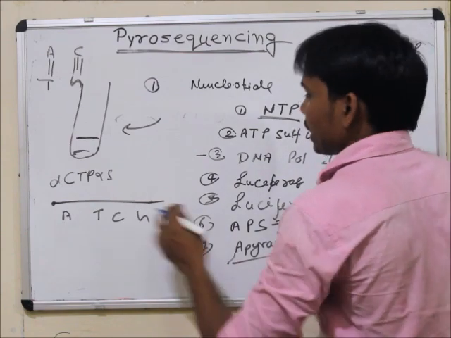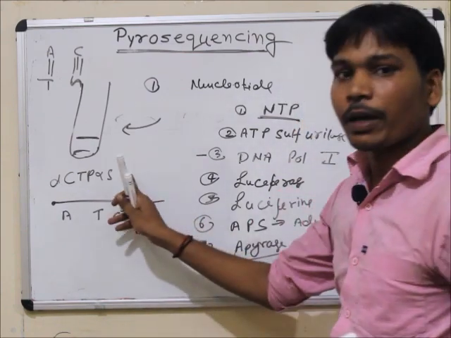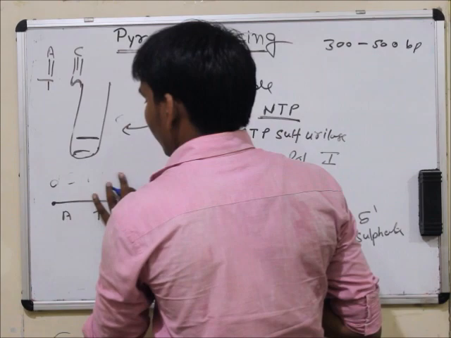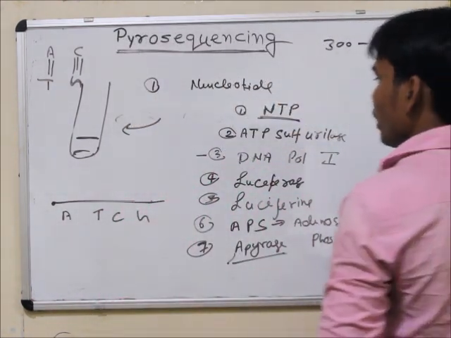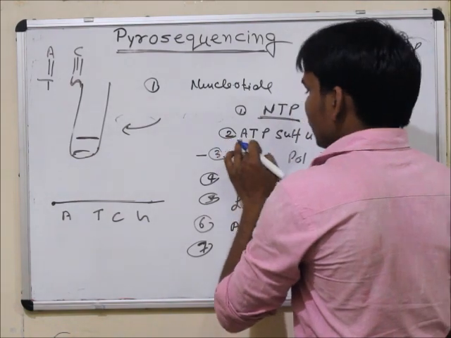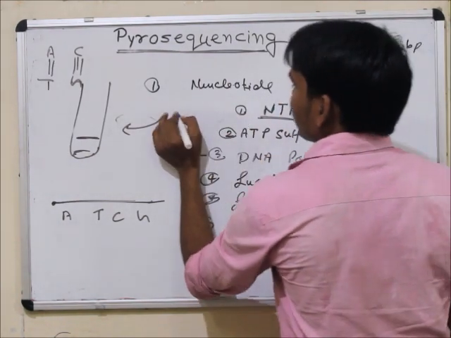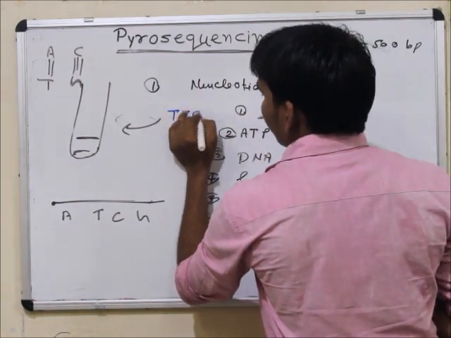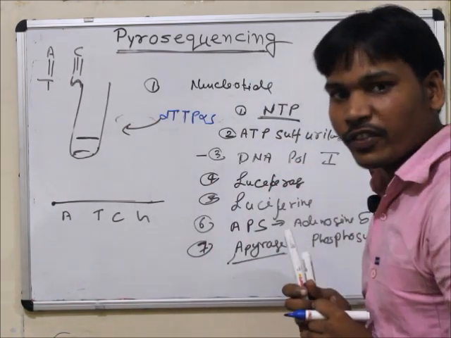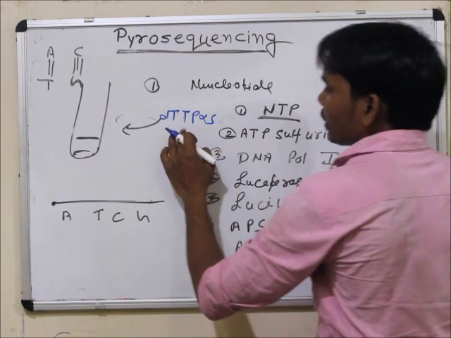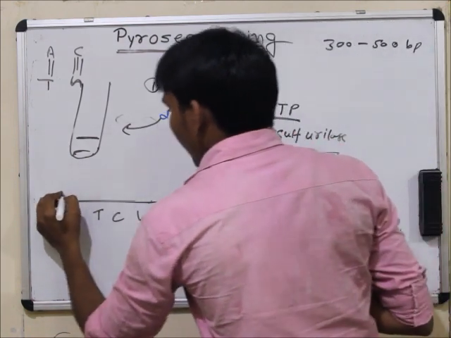Unincorporated nucleotides are degraded by apyrase. So it becomes degraded. Second, we add thymine triphosphates, that is deoxythymidine triphosphate alpha. Then in what condition will it bind to T?